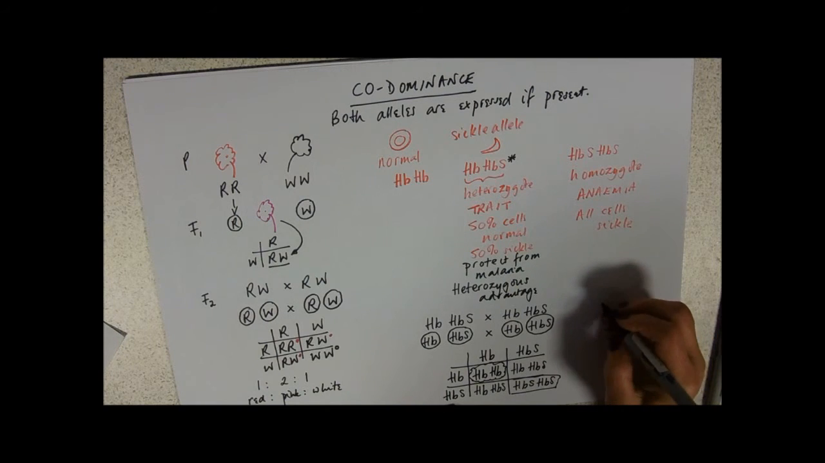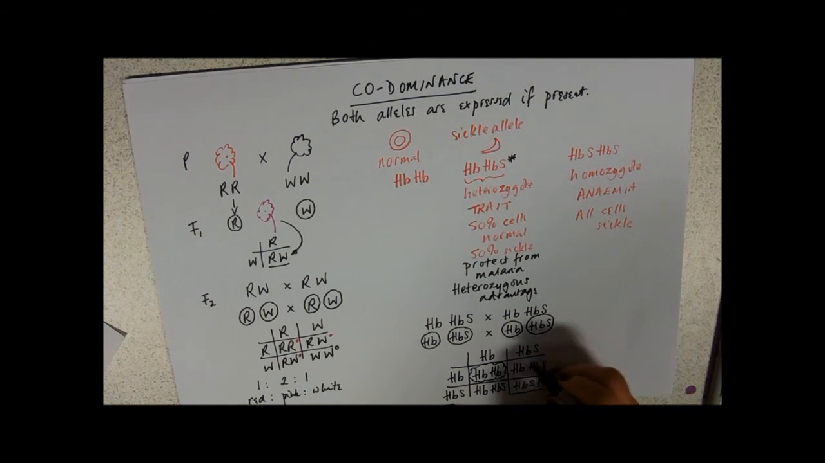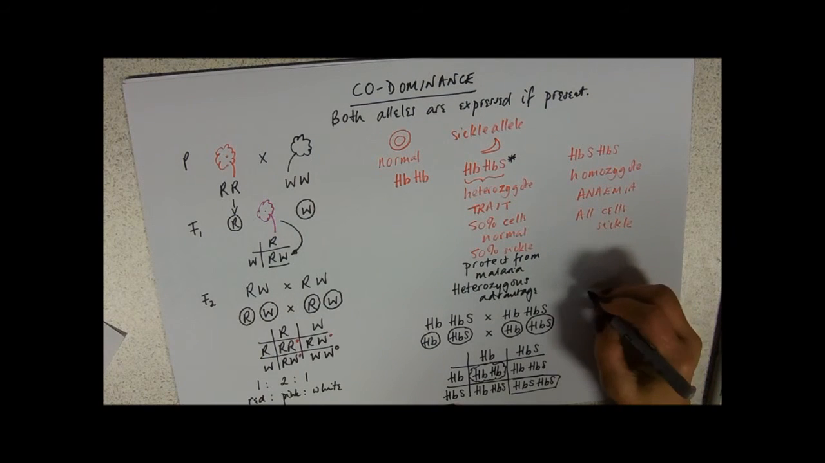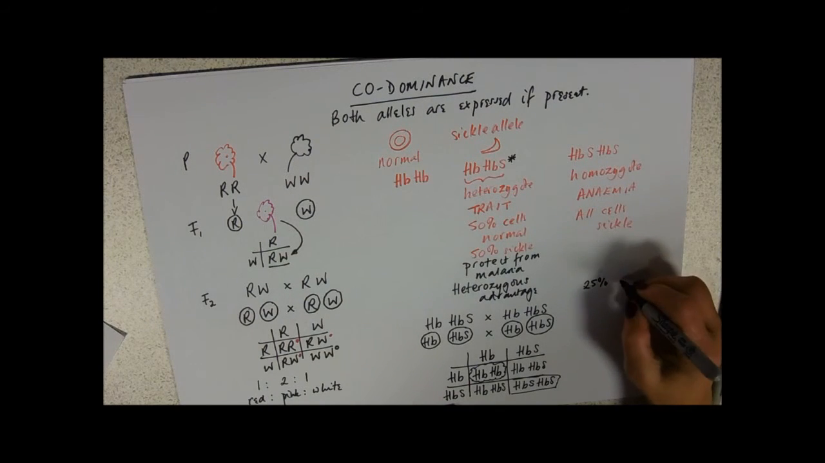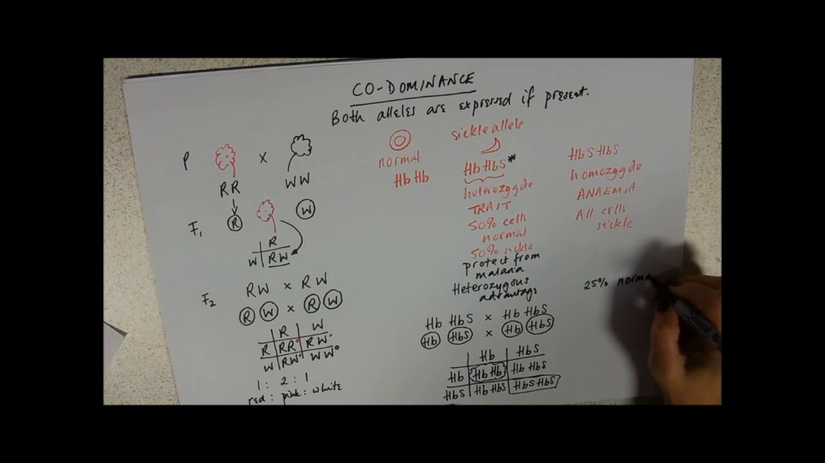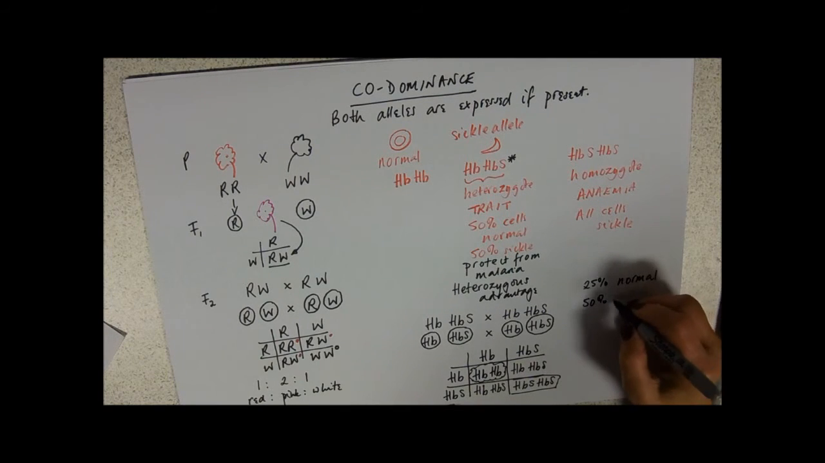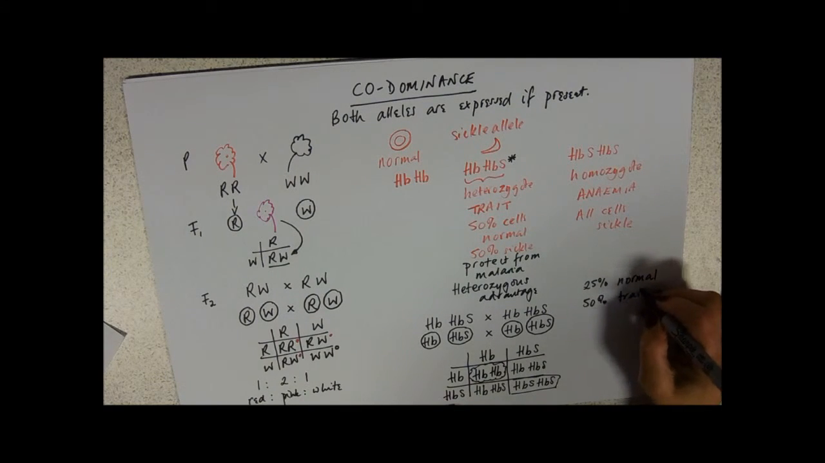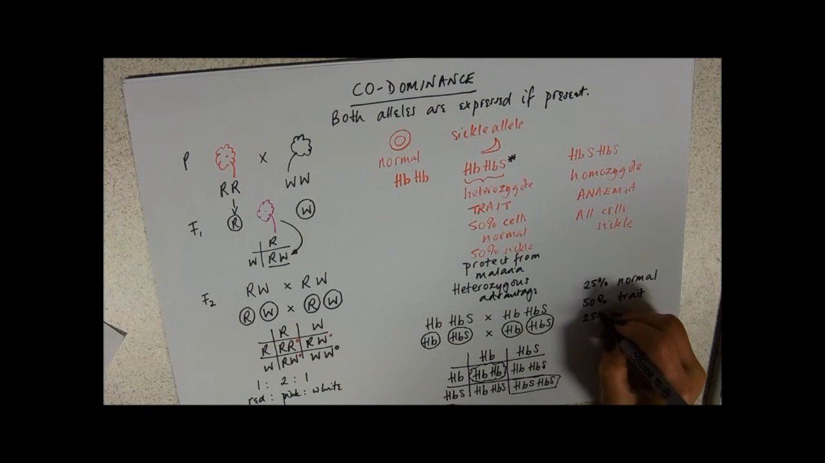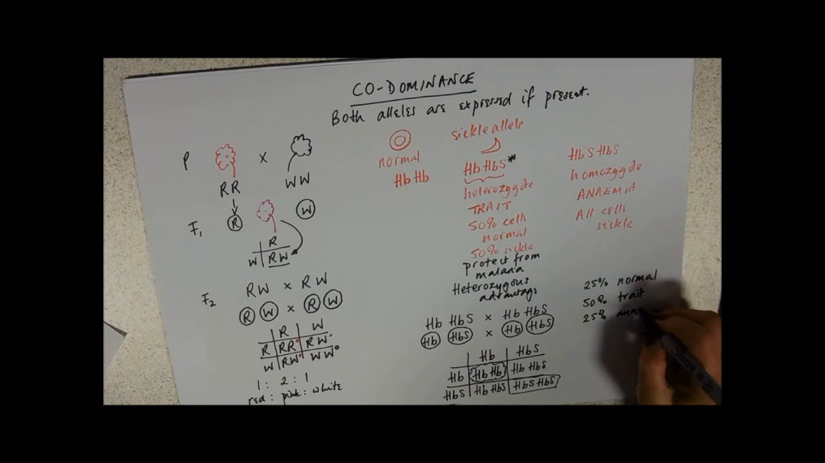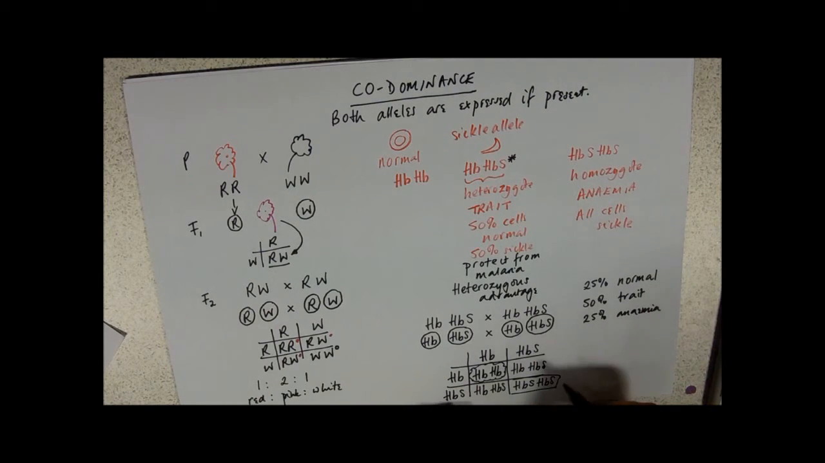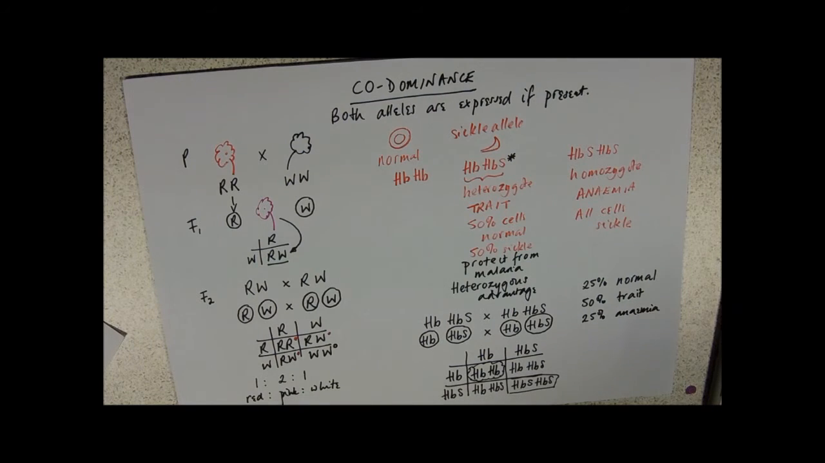there's malaria present. So we've got, each time a couple that are both sickle cell trait have a child, they have a 25% chance of their child having normal haemoglobin, a 50% chance, because it's a 1 to 2 to 1 ratio, of them having sickle trait, and a 25% chance of having a child with sickle cell anemia. So a quarter.